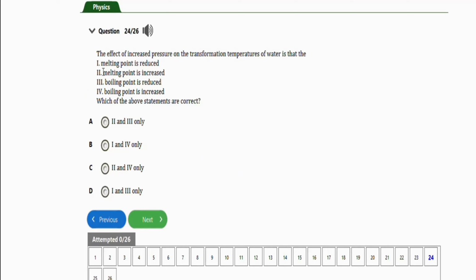It says, the effect of increased pressure on the transformation temperature of water is that, I think we have answered this question before. The correct option is option B, I and IV. Melting point is reduced and boiling point is increased. Next question is this one.